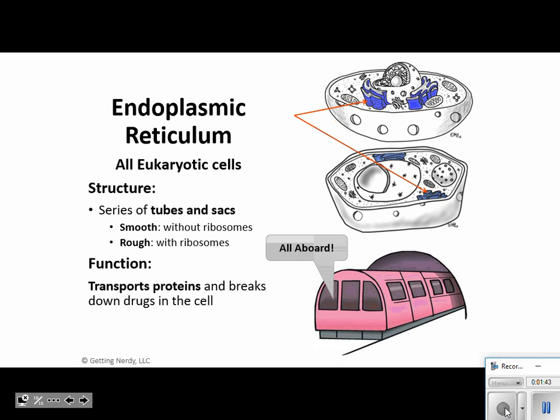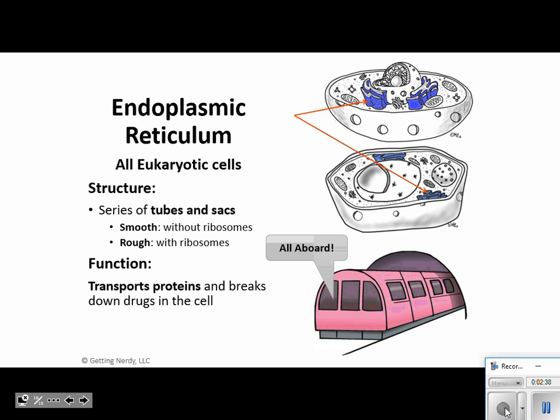Now, the function, and folks, you're probably going to need to distinguish which is which, which is not distinguished up there. A rough ER, its function is the synthesis and packaging of proteins. So, think about it. The function says here to transport proteins, all right? The rough ER has ribosomes, right? We learned yesterday that ribosomes were what made proteins. So the job of the rough ER, the function, is the synthesis and the packaging of proteins.